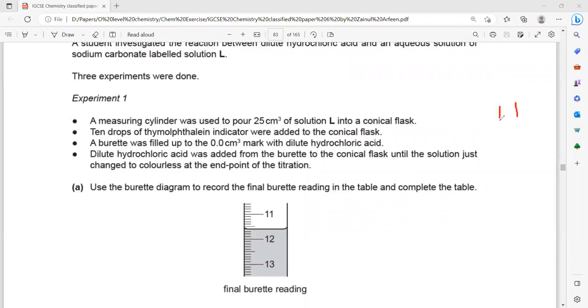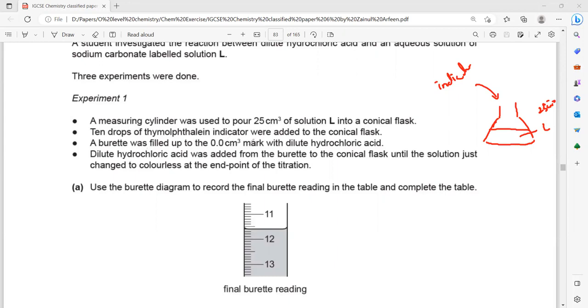So what did the student do? The student filled the measuring cylinder to 25 cm cube and added that solution L. Basically, solution L is a solution of sodium carbonate, as I mentioned here. So 25 cm cube of sodium carbonate solution was added to the conical flask. Then 10 drops of thymolphthalein indicator were added into the conical flask. So we add drops of indicator.